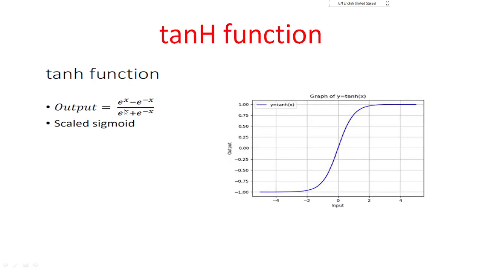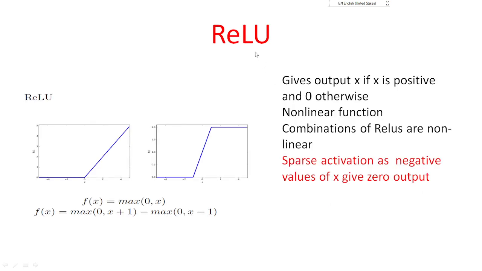Then the tanh function: the output will be e power x minus e power minus x, divided by e power x plus e power minus x, where x is the input. This is a scaled sigmoid function. Its output looks similar to the sigmoid function, so it is sometimes called a scaled sigmoid function. This is a very popular one.